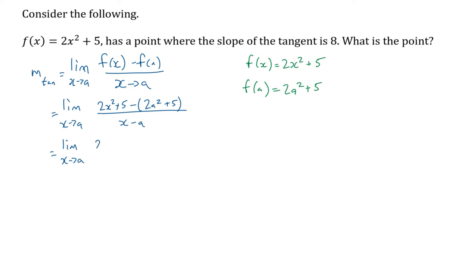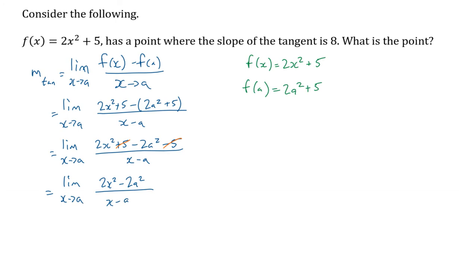Okay, so just going to expand this out. And that's the key, that the positive 5 and the negative 5, if I didn't have brackets around the 2a squared plus 5, and then it would be 5 plus 5, which is 10, and they wouldn't add to 0, and that would cause the problem. So now I've got 2x squared minus 2a squared over x minus a.